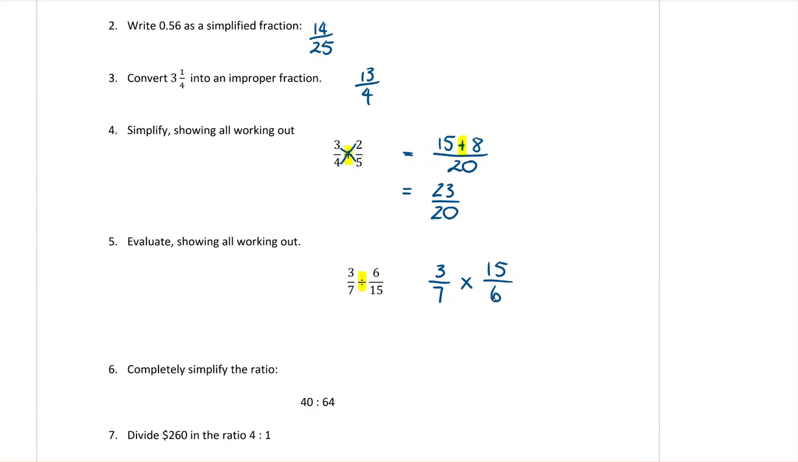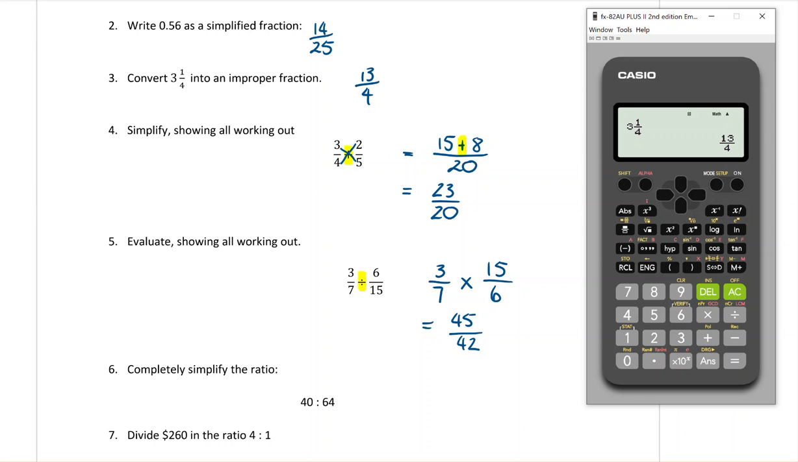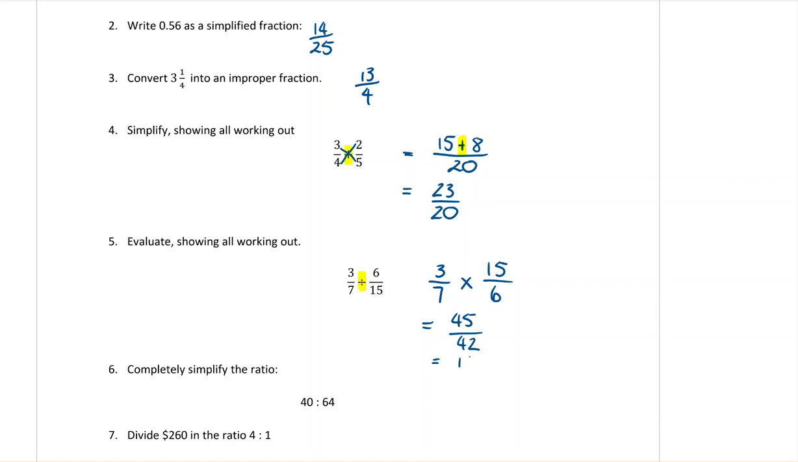To do a multiplying question, all you have to do is multiply the top numbers together. So 3 times 15 is 45. And multiply the bottom numbers together. 7 times 6 is 42. But you also need to type that into your calculator to make sure that it is fully simplified. So just the 45 over the 42, and you press equals, and it simplifies down to 15 over 14.